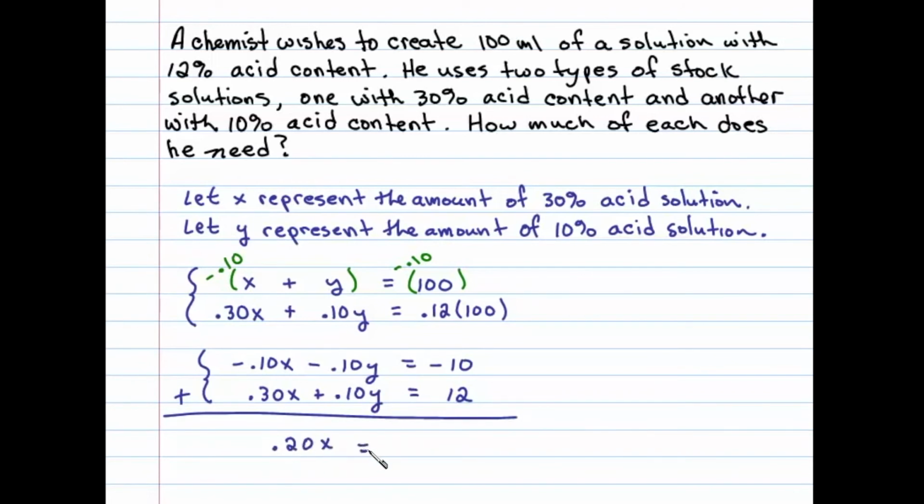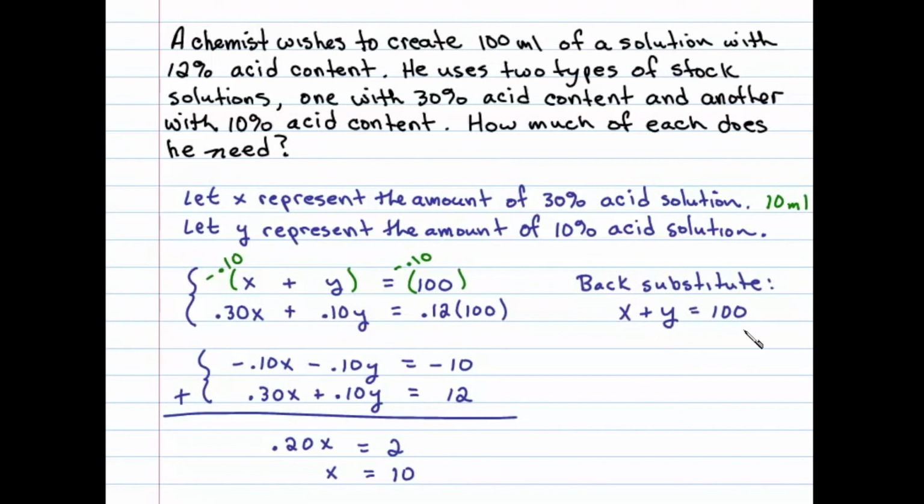0.20x equals 2. Dividing by 0.2, we have x equals 10, or 10 milliliters of the 30% acid solution. Now all that's left to do is back substitute to find the amount of the 10% acid solution.